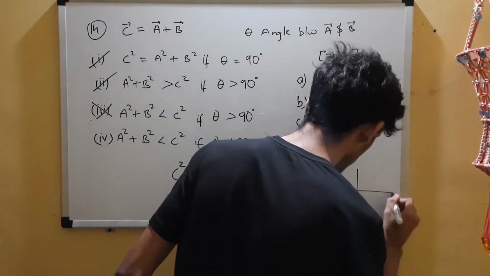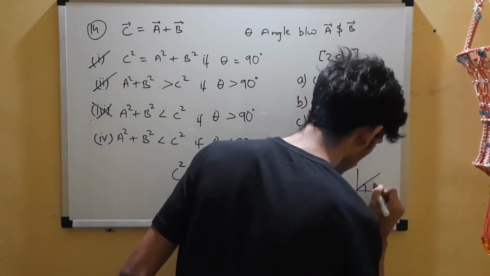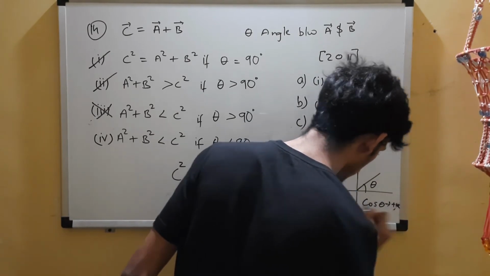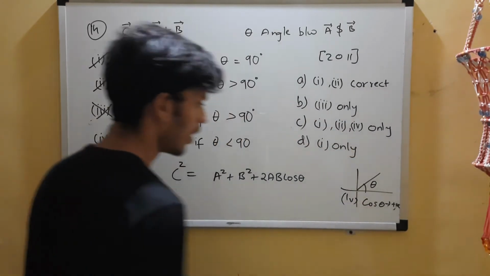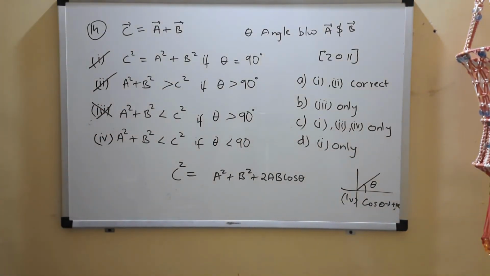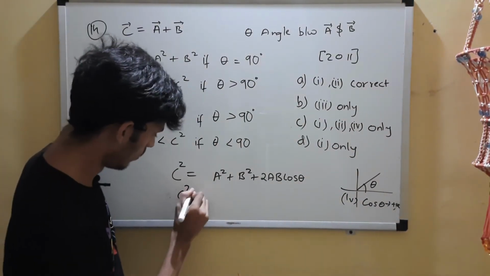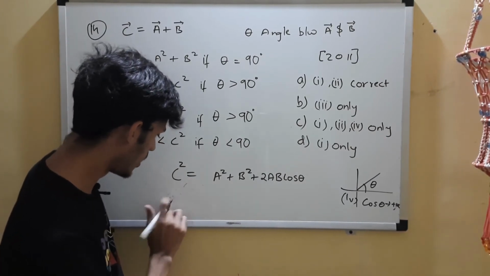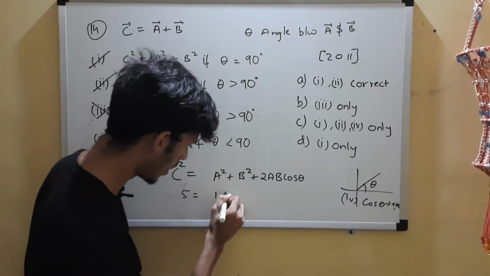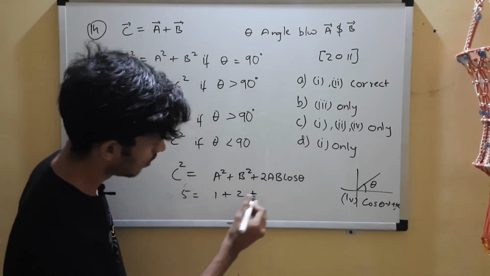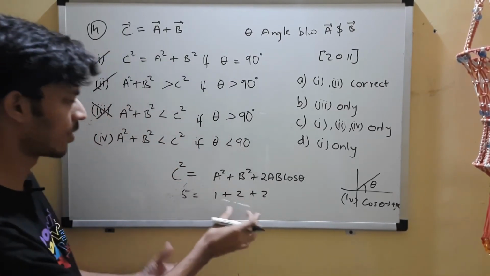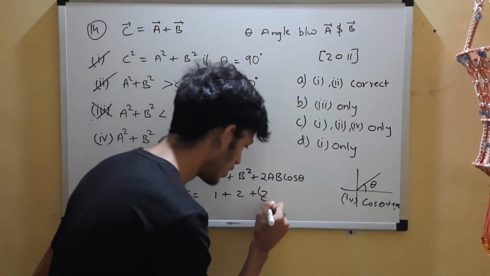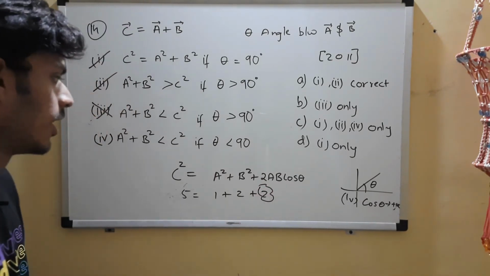If theta is less than 90, this is theta, so cos theta is positive, right? This is case 4. So this term will be positive. Let's take the equation 5 equals 1 plus 2 plus 2, that is 5. You can see that the equation holds. Now what I will do, I will remove this term, 2ab cos theta.